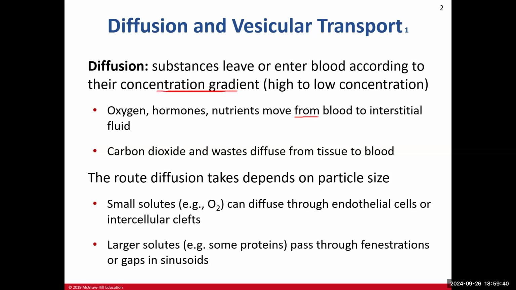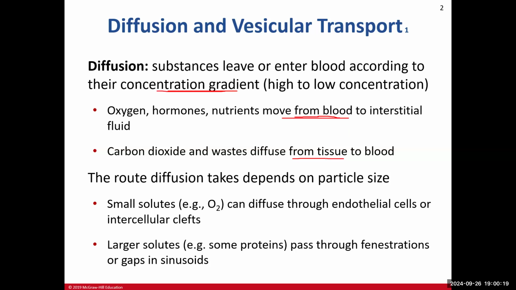And then conversely, carbon dioxide and wastes are going to move, all right, from the cells, and then that stuff will leave the cells and go into the interstitial fluid, and then from the interstitial fluid, that material will diffuse, all right, from the tissue to the blood. So the good stuff leaves the blood and goes into the interstitial fluid, and then the bad stuff leaves the interstitial fluid and goes into the blood. Right. So again, a lot of this is based on the concentration gradient.